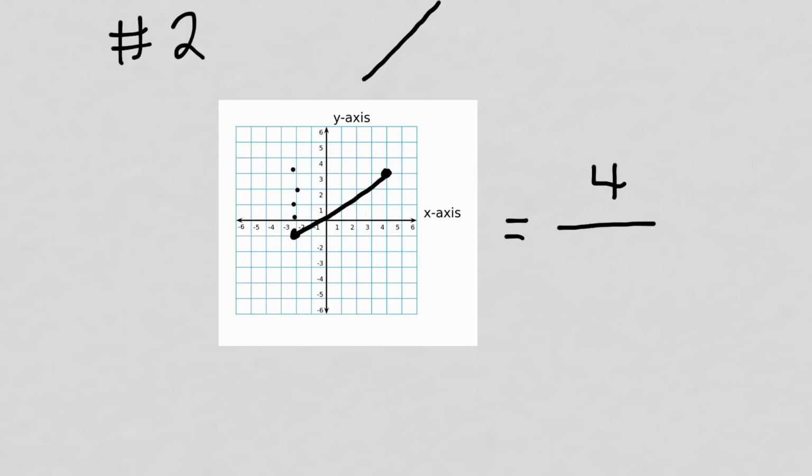A run of 1, 2, 3, 4, 5, 6. So a rise of 4, a run of 6. We notice that this will reduce. 4 divided by 6. Both 4 and 6 are divisible by 2. All right, we divide them both by 2, we get 2/3.